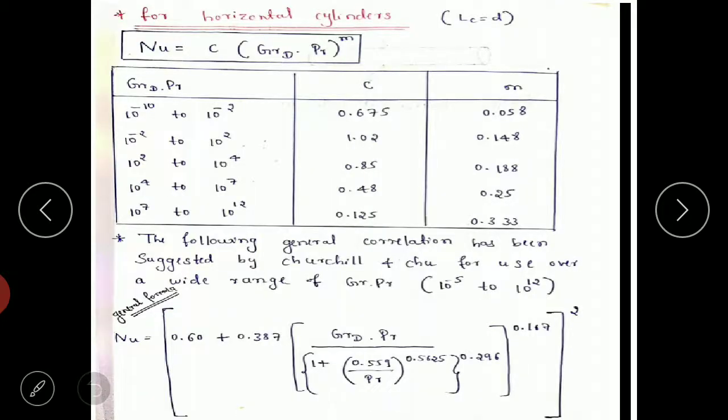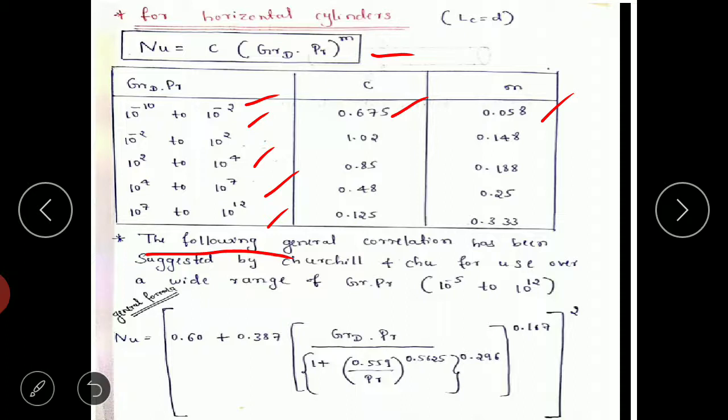Next, moving on to horizontal cylinder. For horizontal cylinder, the characteristic length is the diameter of the cylinder, and we have one formula, Nu is equal to C into (Gr_D Pr) raised to M. You can see the formula. C and M values are taken based on the Gr_D Pr product. Similarly, you can see there are different ranges.